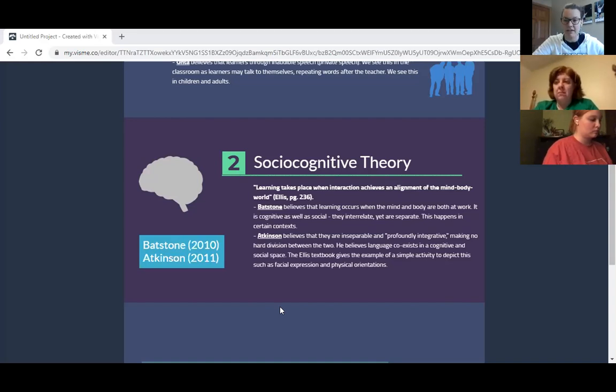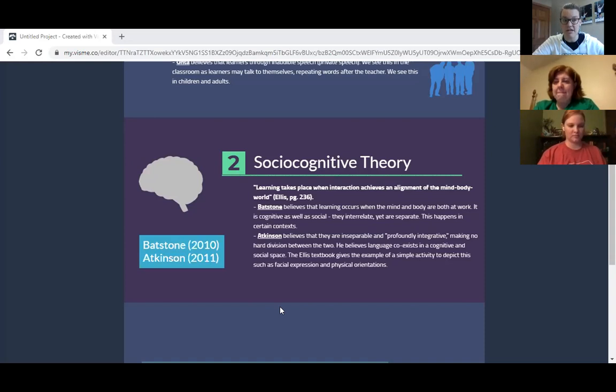And that's where I was like, that seems a little odd to me, because I think it's definitely an internal phenomenon as well. So yeah, I would say I definitely relate more to Batstone's ideas. I think his ideas make a little more sense. But I also thought it was interesting, ladies, when we look at the dates of these two ideas, Batstone was 2010 and Atkinson 2011. So these are really quite new.